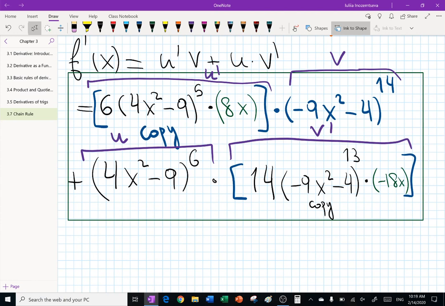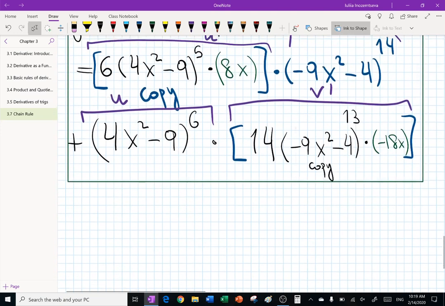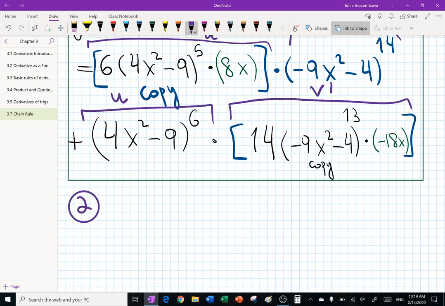Now, let's do something with a quotient, of course, because you guys love the quotient rule. And this is the one actually people get stuck on in the homework, I know.